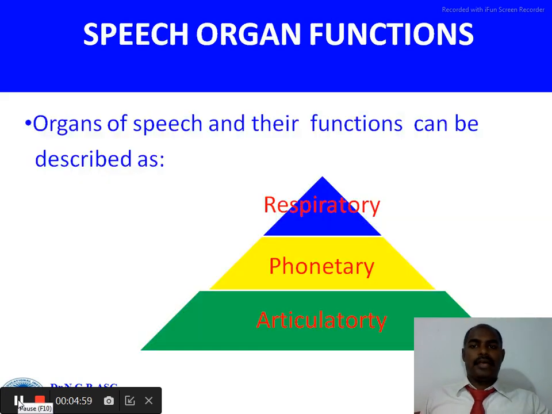So next one, speech organs and their function. The organs of speech and their functions can be described in three systems. The first one is the respiratory system, the second is the phonatory system, and the third one is the articulatory system.